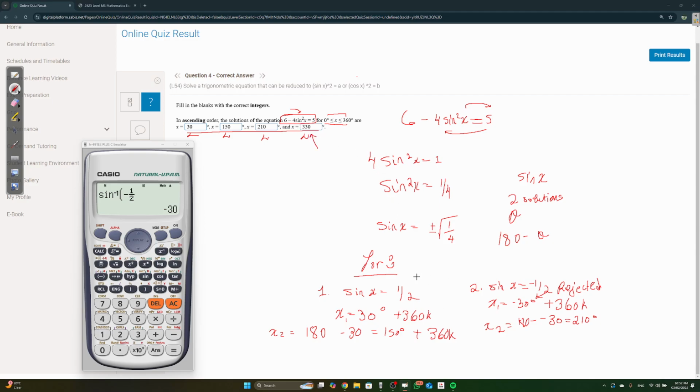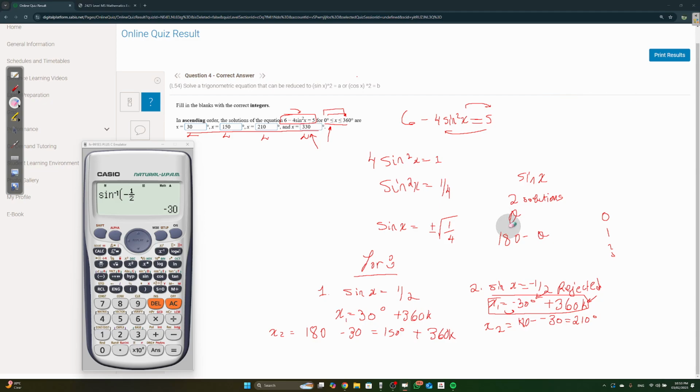Usually we ignore 360k when solving in the interval 0 to 360 degrees, because when you add 360, you're going to be above 360. But the catch is when you get a negative solution, because there's a possibility that when you add 360, you're still in that interval between 0 and 360. This k is a number. It starts at 0 and goes up to 1, 2, 3. It represents how many cycles of the circle you go.